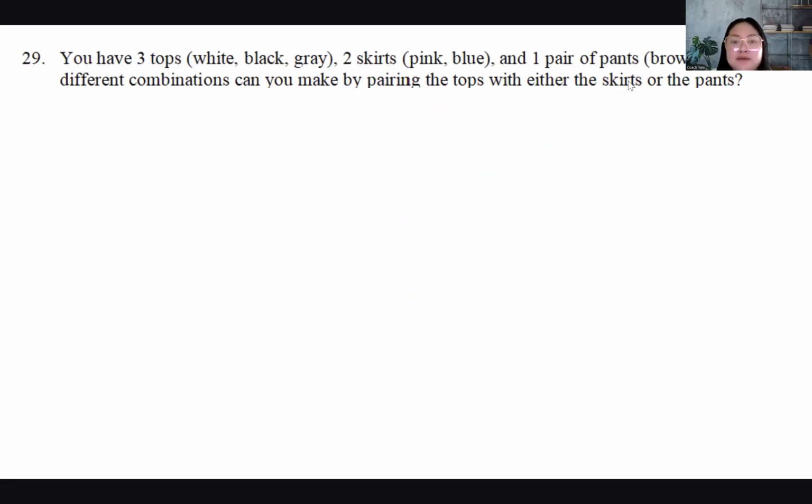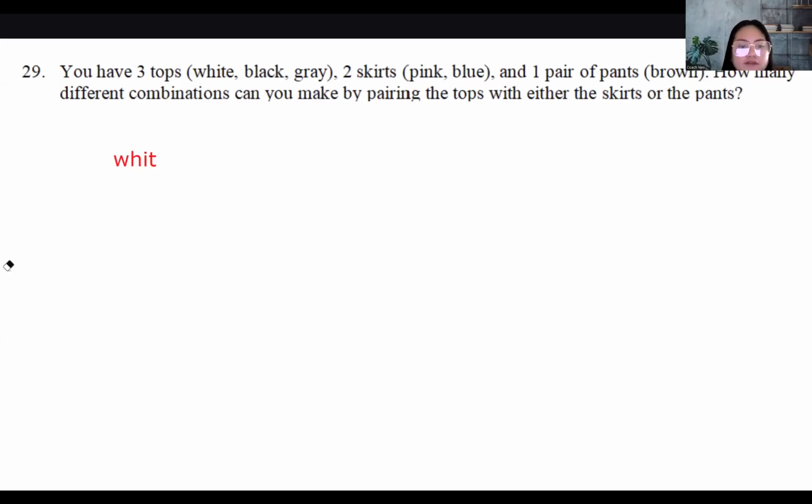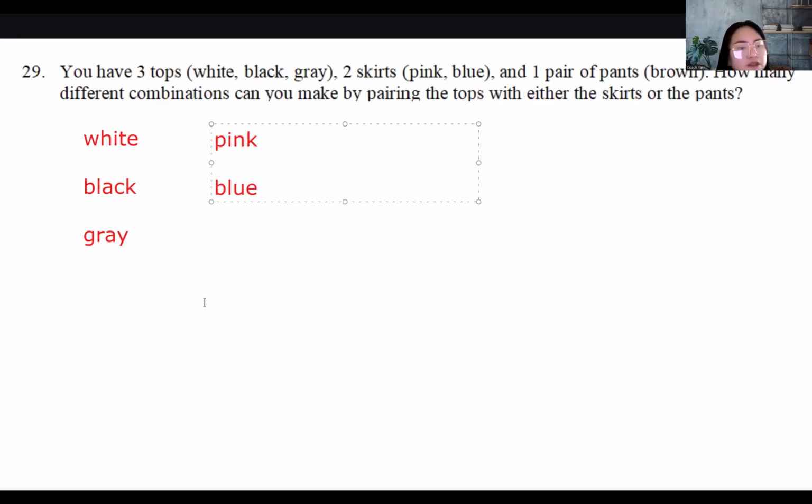So, let's say for example, you want to pair the top with the skirt. You have a white shirt, you have a black shirt, and you have a gray shirt. Okay? And you want to pair them with skirts. The skirts are pink and blue. So, if you want to pair the white shirt, you can pair it two ways. You can pair it pink or blue, correct?